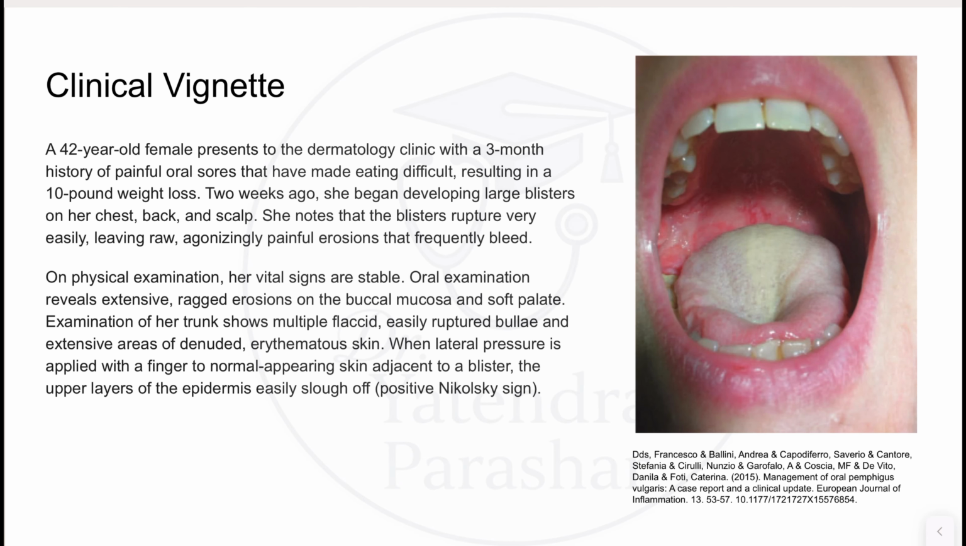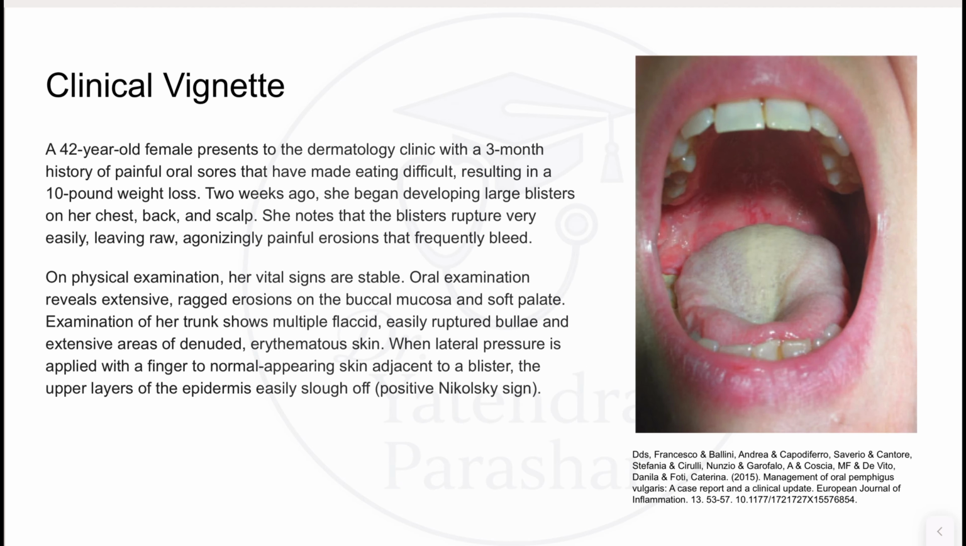A 42-year-old female presents to the dermatology clinic with a 3-month history of painful oral sores that have made eating difficult, resulting in a 10-pound weight loss. Two weeks ago, she began developing large blisters on her chest, back, and scalp. She notes that the blisters rupture very easily, leaving raw, agonizingly painful erosions that frequently bleed.